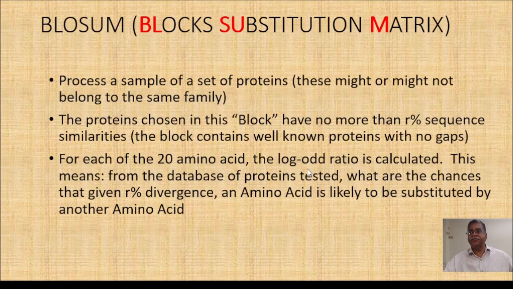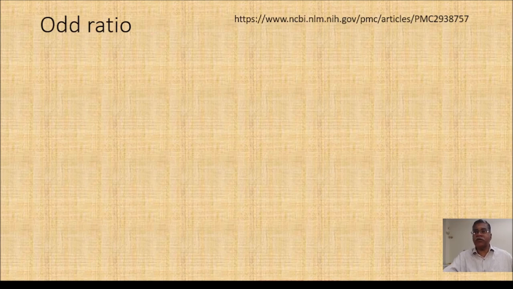That's that BLOSUM 62, for example. Then for each of the 20 amino acids, they calculate the log odds ratio. This means that in the database of that block of proteins, you say, okay, here is an amino acid. What are the chances of it being replaced by another amino acid, right? And that's what's called the log odds. What are the chances in that same protein block of having the same amino acid or it being replaced by another amino acid? What are the probabilities? Okay, and that probability can be quantified using a log odds ratio, which we will study now. Okay, so the question therefore is, what is the log odds ratio? So let's look at what an odds ratio is.